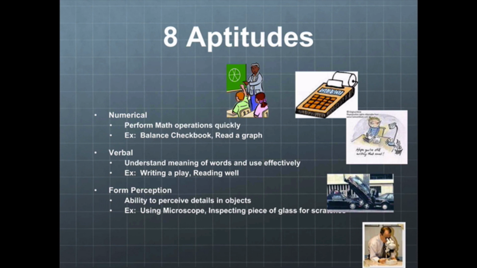Also here, form perception. Form perception is the ability to perceive details in objects. These people I always think are like the building inspectors, where they come in and are able to look at a whole room and very quickly identify, oh my gosh, there's something wrong over here, this outlet isn't at the right height or it's not over far enough. They're able to pick out a really minute detail in a very big vast image or a big vast object. Again, using microscopes, people who work in labs have a good form perception aptitude.